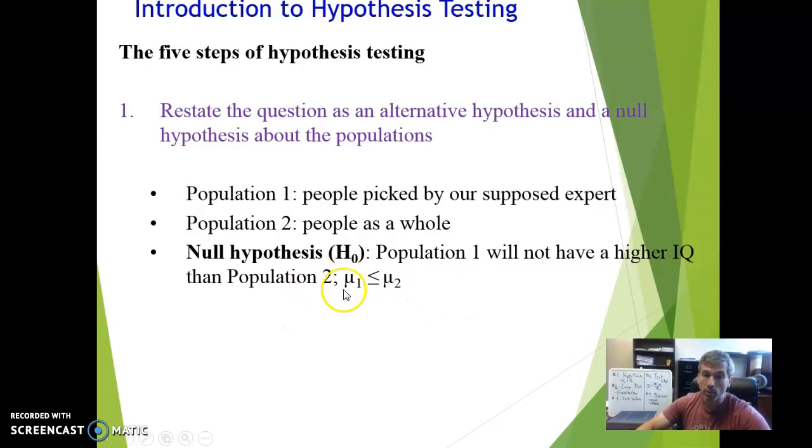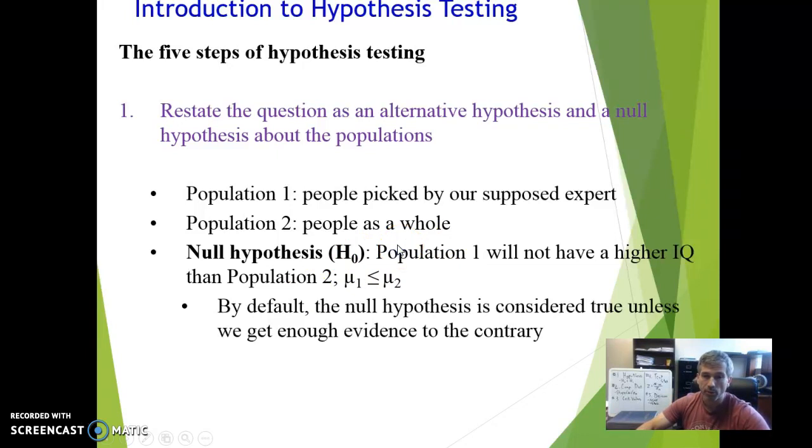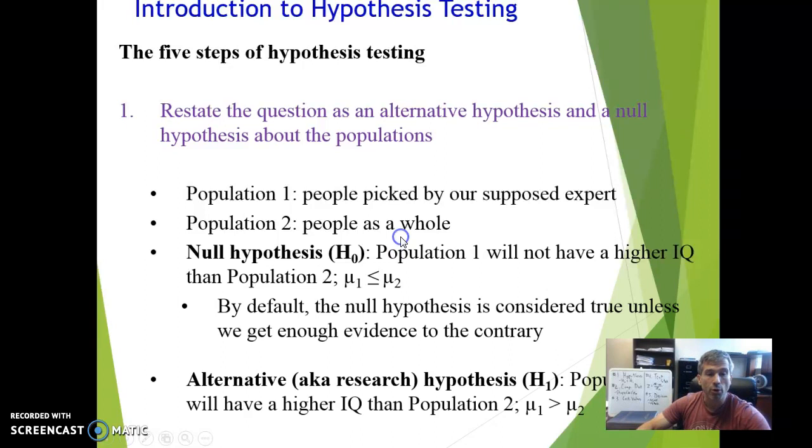So by default, we're going to believe this. Population 1, the people he picks, doesn't have a higher IQ than population 2. Again, we'll see if we have enough evidence to throw that out. The alternative or research hypothesis is just what's left over. It's what our supposed psychic actually thinks will happen. Population 1, the people he picks, will have a higher IQ overall than population 2, a higher average IQ. Mu1 is greater than mu2. That means he does have this special ability to consistently pick people with higher average IQs than the general population.